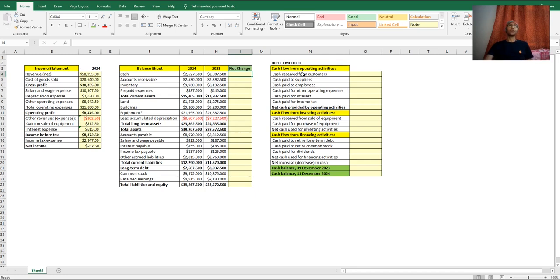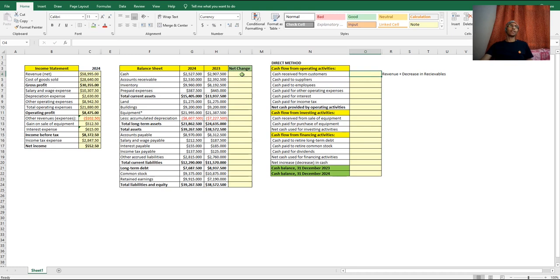So first, cash received from customers. This is basically revenues plus decrease in receivables or minus increase in receivables. So you have to first see whether receivables have increased or decreased. Let's see. This is equal to, so this is first, let us write it. Cash received from customers. This is revenue plus decrease in receivables or minus increase in receivables.